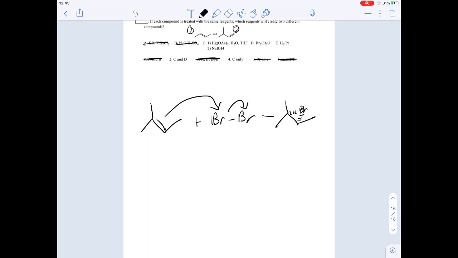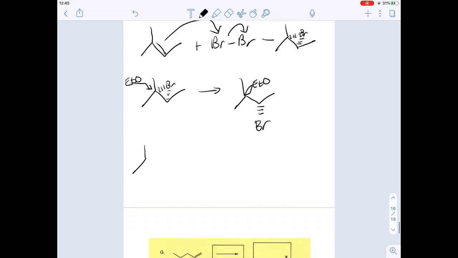I'll put it on dashes, Br. Then the ethoxide is going to attack the more substituted side. So EtO is going to attack here. It's going to end up on a wedge, EtO, and the Br is going to end up on a dash down here. Now doing this again with the other one.